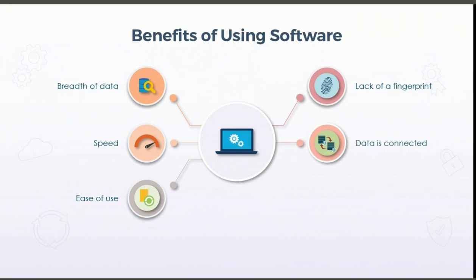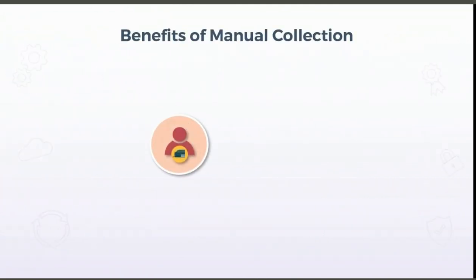The data you get from software is often connected to other data points, so you can see how this data all connects visually when you're gathering it. And that's going to allow you to make better decisions about your open source intelligence. So while there are benefits to using software, there are benefits to doing this manually as well.